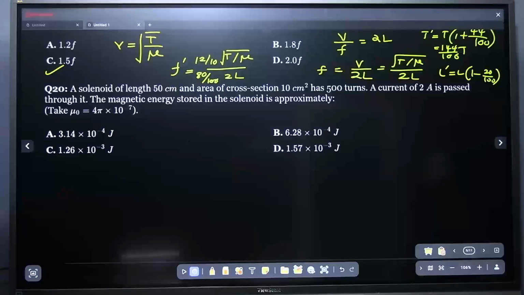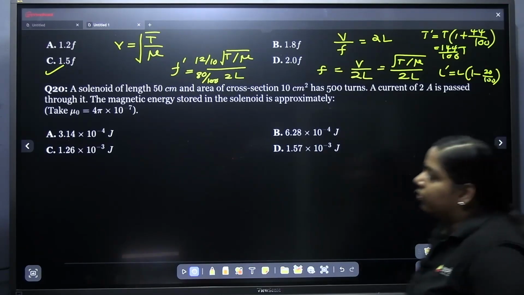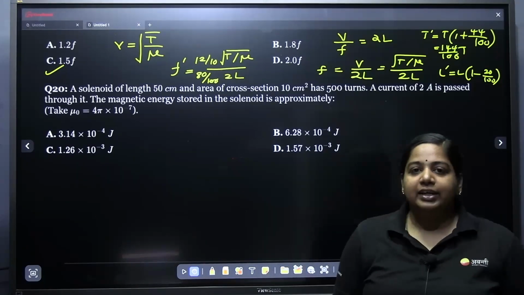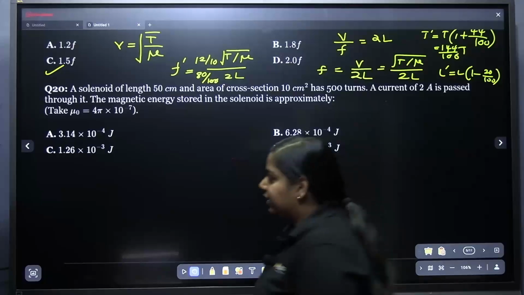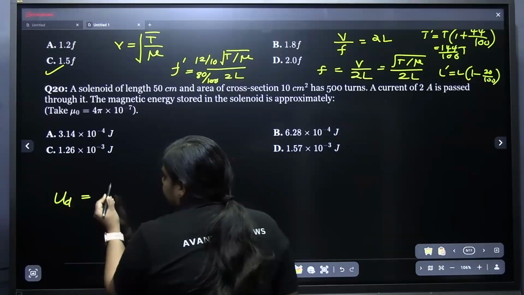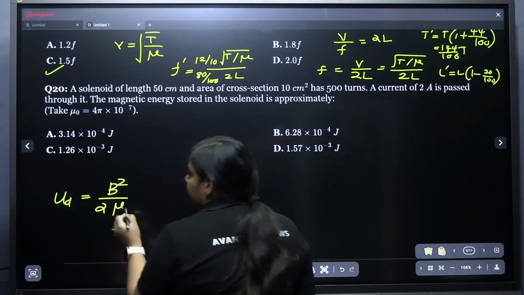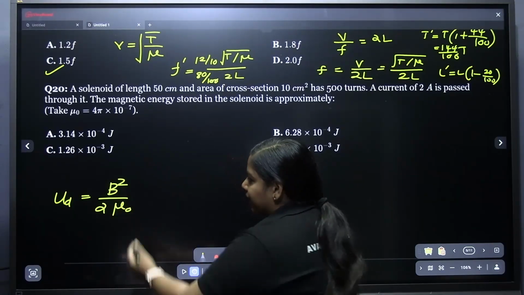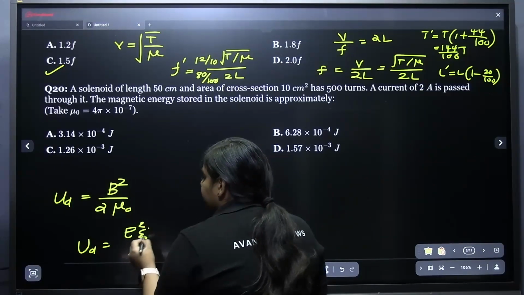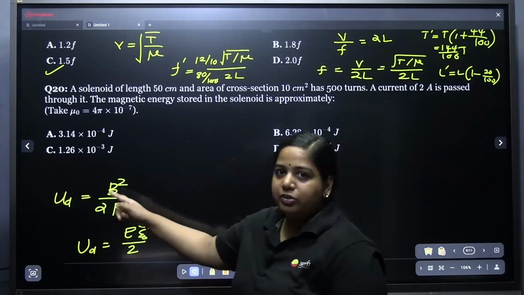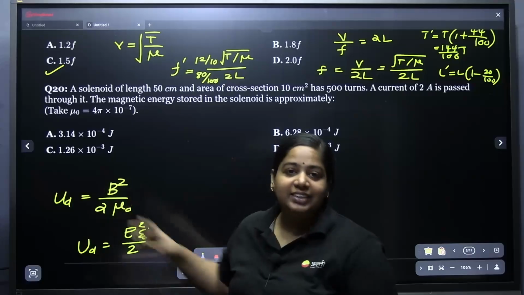Next one: a solenoid of length 50 centimeter and area of cross section 10 centimeter square has 500 turns. A current of 2 ampere is passed through it. Find the magnetic energy stored in the solenoid. We have one equation for magnetic energy density: energy density is equal to B square by 2 mu naught. How are we getting this equation? Comparing to electrical energy density, epsilon naught E square by 2.